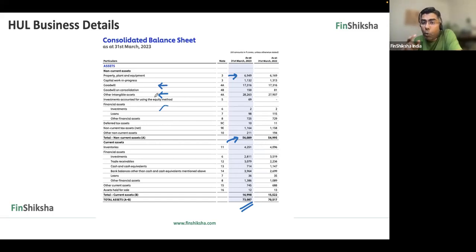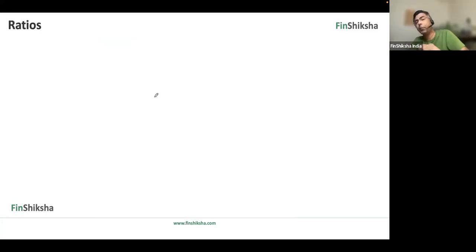Nearly, in fact, more than half of their balance sheet size comes from these two line items, right? And that's a very interesting or intriguing situation for a company to have. It's important to understand where did this come from and what happened here. When we look at ratios, we'll start understanding a few things here. I will give you a very, very quick brief about ratios that we are going to use.